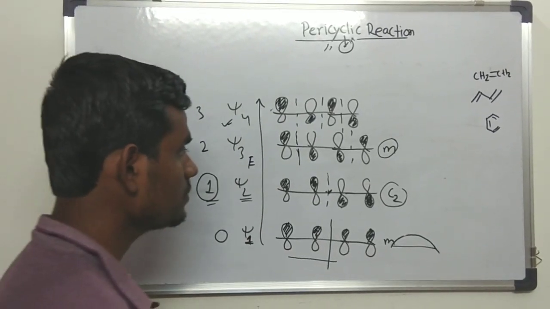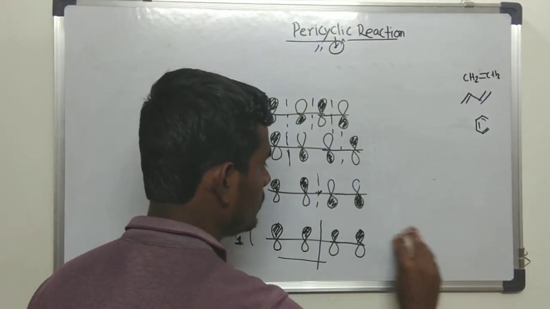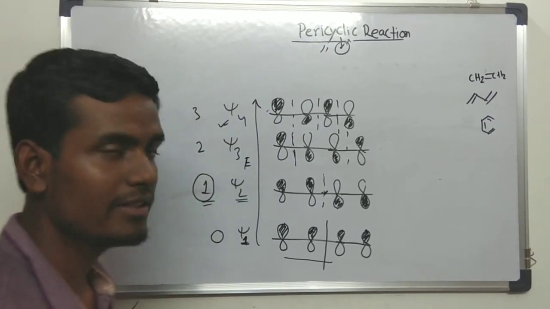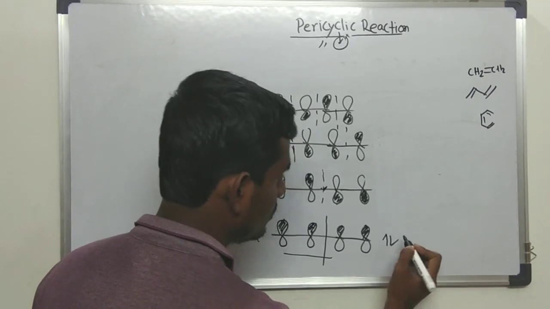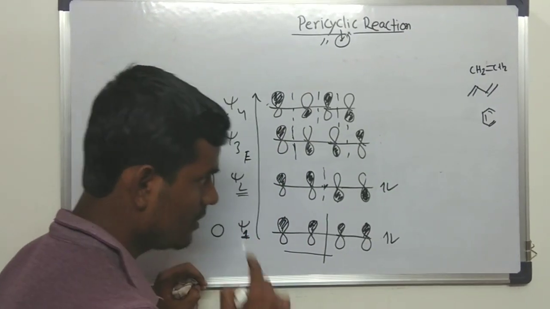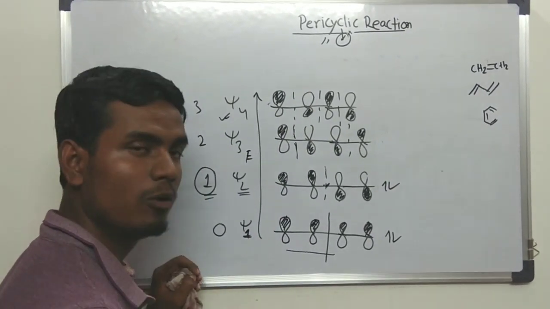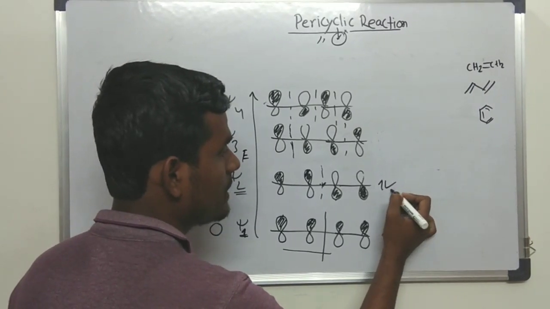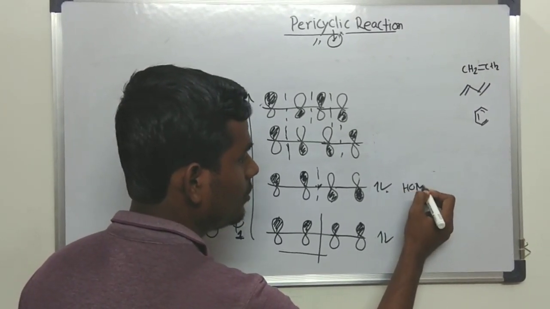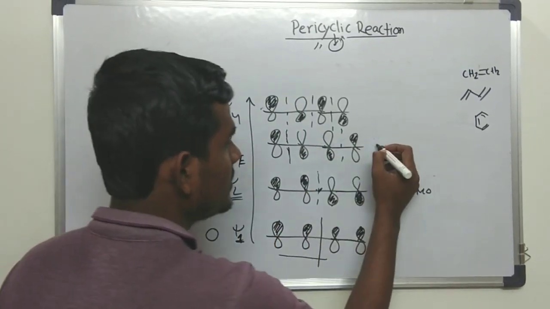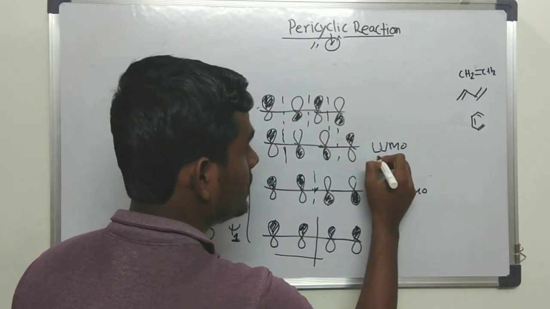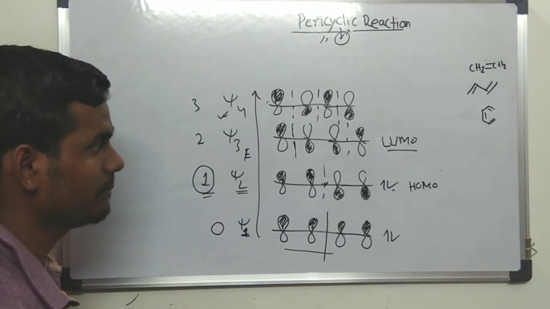Now let's fill the molecular orbitals with my pi electrons. How many pi electrons are there? Definitely 4 pi electrons. Let's just put 2 here and 2 here. So what will be my HOMO? Since it is the highest occupied molecular orbital, this will be my HOMO, and this is unoccupied, this is my LUMO. One more thing, this is in thermal condition.